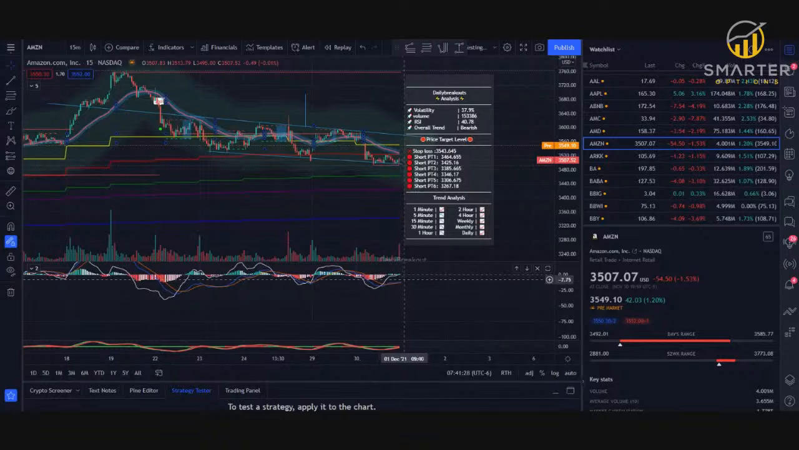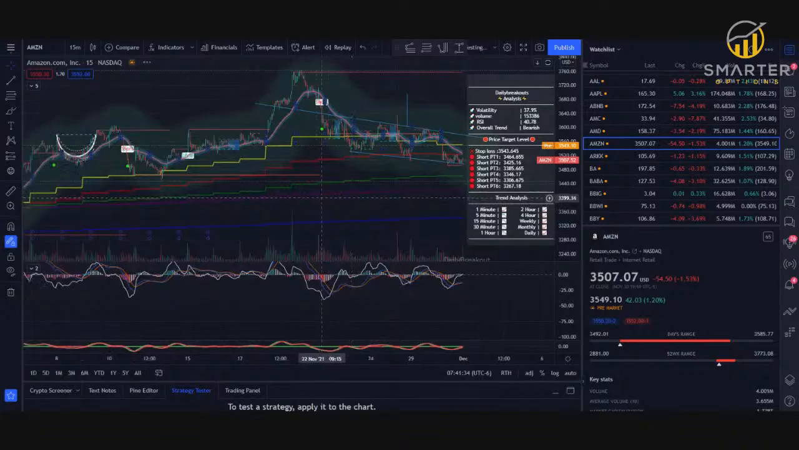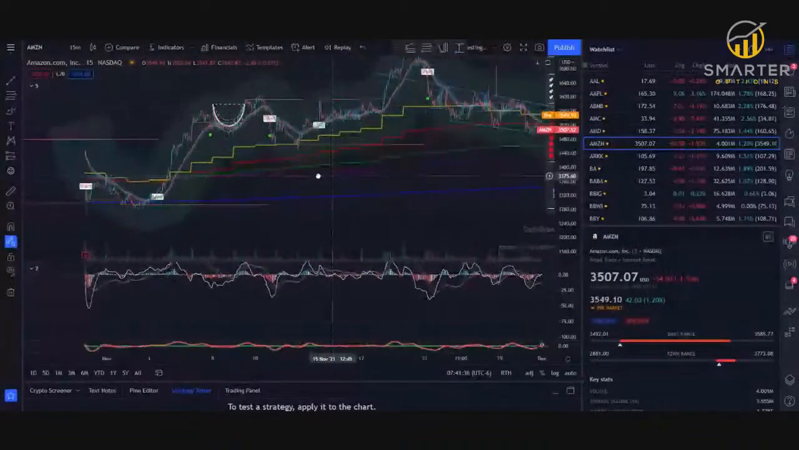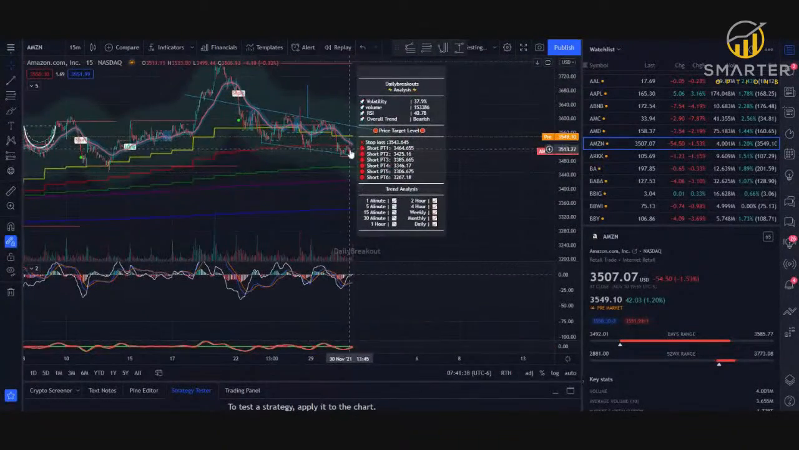So maybe this time it finally has enough to get through, or like I said, the sellers take an opportunity here and it'll dive back down. Flow is bullish on Amazon, so I would tend to think it's going to go back up, but then we'll see.